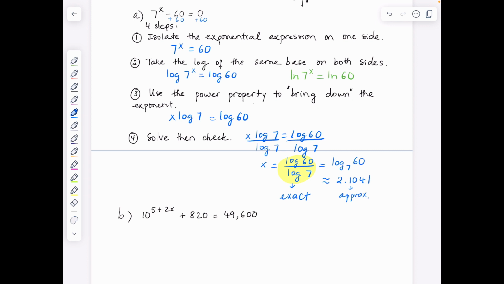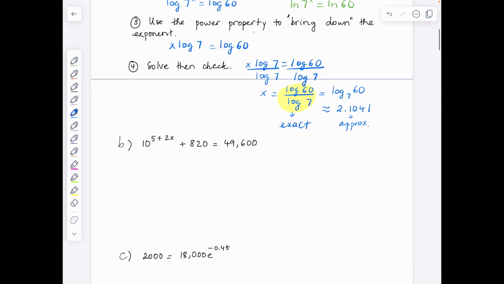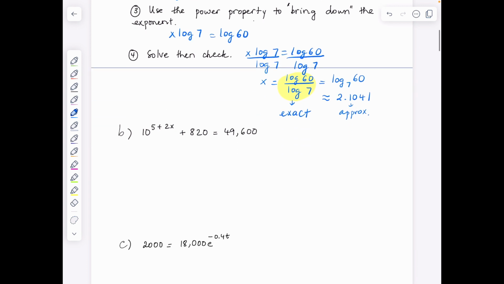Let's try another problem. Part B, we have 10 to the 5 plus 2x, plus 820, is equal to 49,600. So following the 4 steps again, the first thing I want to do is to isolate this exponential expression. So I'm going to move 820 to the other side by subtracting it. So 49,600 minus 820 should give us 48,780.